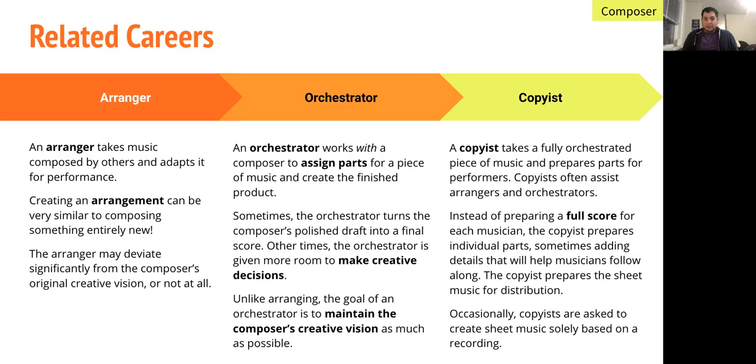Copyist. A copyist takes a fully orchestrated piece of music and prepares parts for performers. Copyists often assist arrangers and orchestrators in their work. Instead of preparing a full score, which is a piece of music that has all of the parts listed on the same piece of paper, for each musician, the copyist prepares individual parts for individual musicians or small groups of musicians, sometimes adding details that will help the musicians follow along. The copyist then binds all of the parts together to deliver the finished product. The copyist prepares the sheet music for distribution.